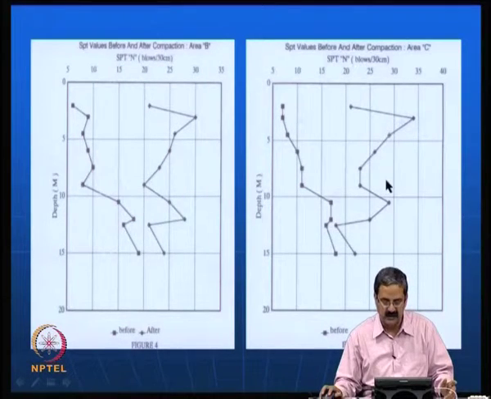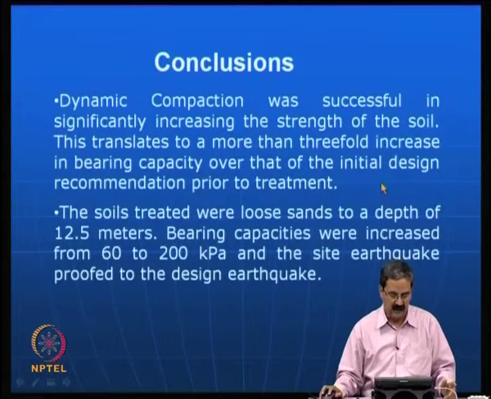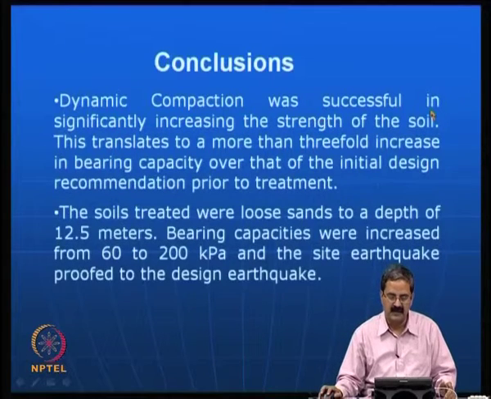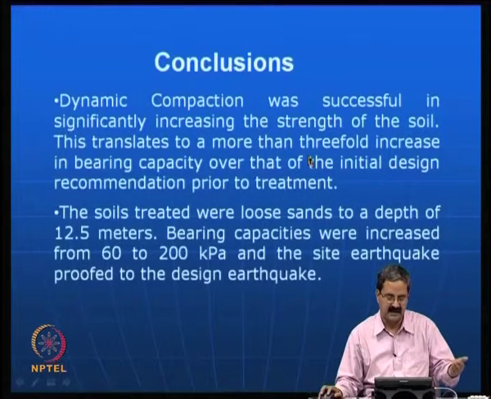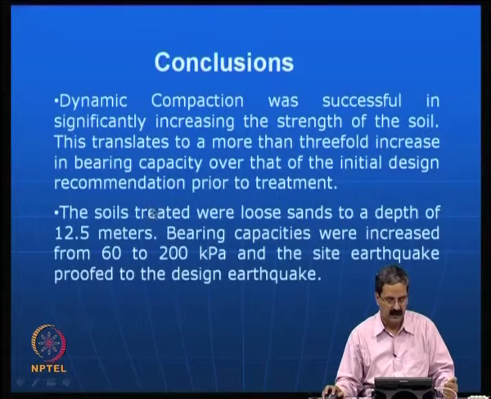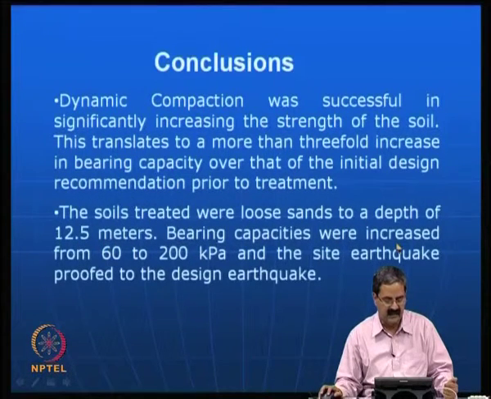satisfactory. So, this was what the people normally say, and in this case definitely the dynamic compaction was very successful in significantly increasing the strength of the soil, and this translates to a more than threefold increase in bearing capacity, like what we thought was 60 kPa, now you got 200 kPa. So, that was quite good. Then the soils were treated, loose sands up to a depth of about 12.5 meters, and bearing capacities increased to whatever we wanted, and also the earthquake resistant design was possible.